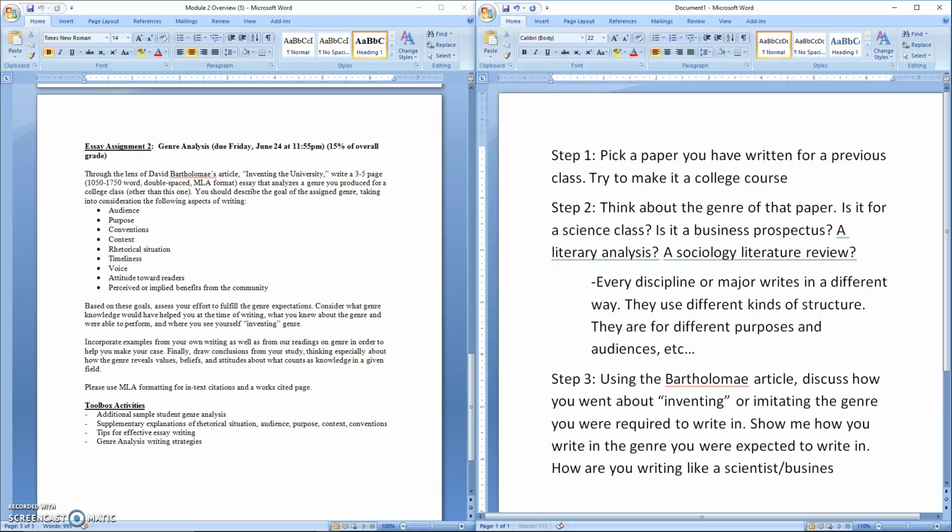Slash business person, whatever genre you're expected to write in. So really, again, at its most basic form, what you're doing for this assignment is you're analyzing your own writing. You're talking to me about why you made the decisions that you made and why you think the way you wrote sort of fits into this larger genre that you were expected to write in.